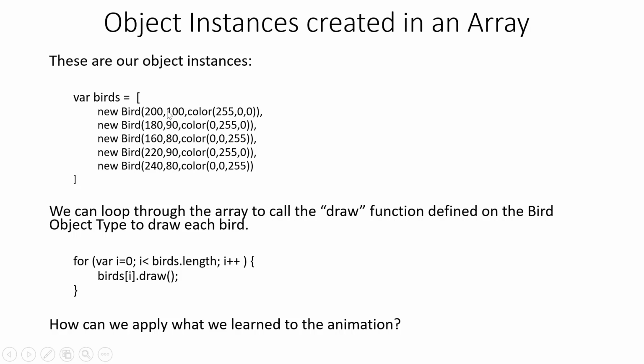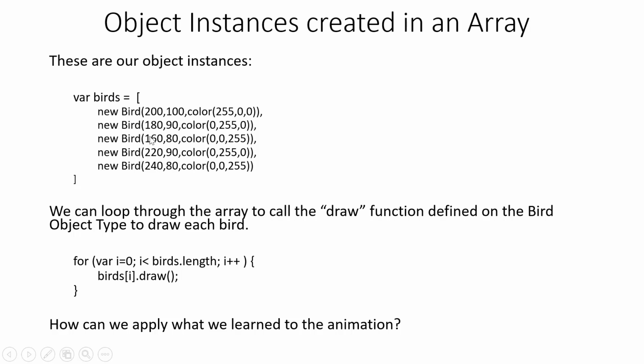And these are just the parameters that we're passing in to create the bird. And that gives us one bird instance. So then we put a comma here, and then we can create another one and add it to our array. And so forth until we get to the last one, and then we don't need the comma because we're at the end of our list.